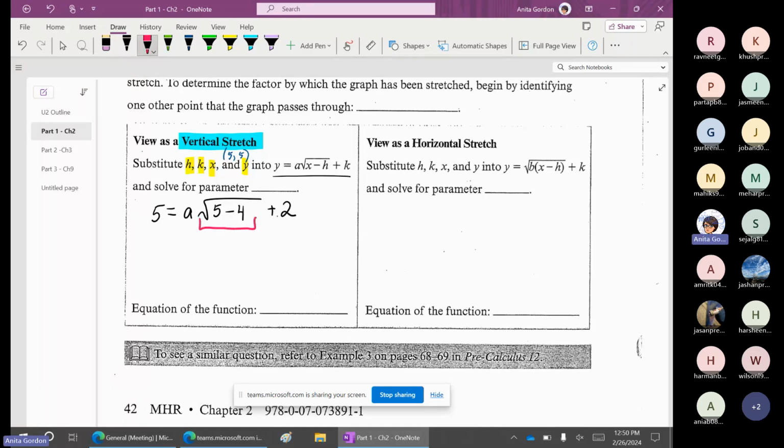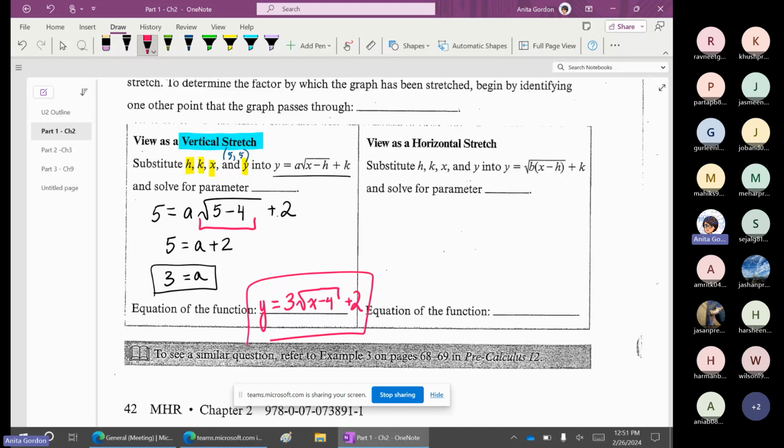What would this simplify to? 1. So this is telling me that 5 equals a plus 2. So what's a? It's 3. Which is what we observed when we said, let's pretend (1, 1) maps to (5, 5). That's kind of what we got. So my function would look like this: y equals 3 root (x minus 4) plus 2, if I viewed the transformation as a vertical stretch.